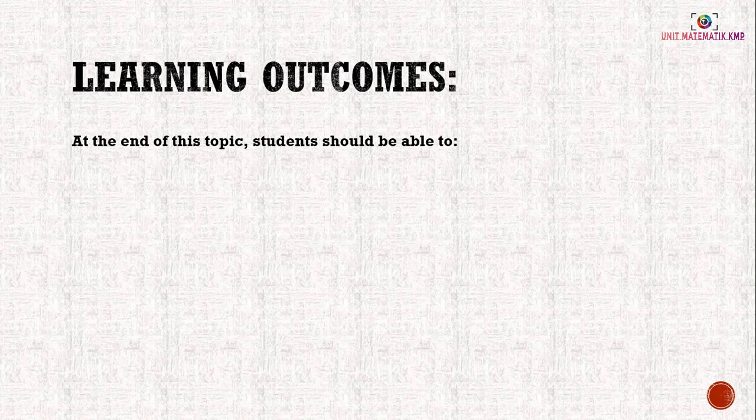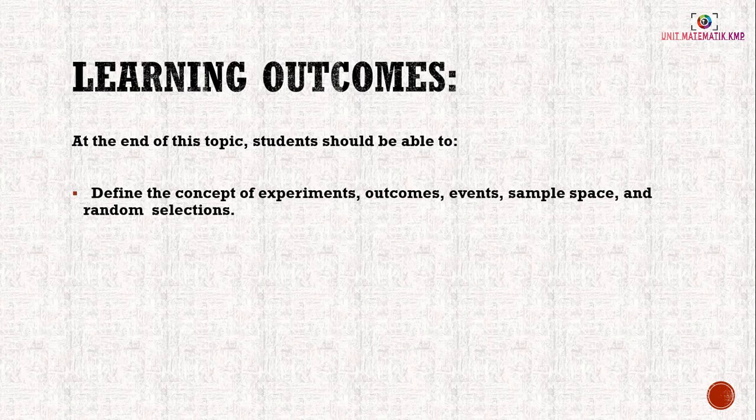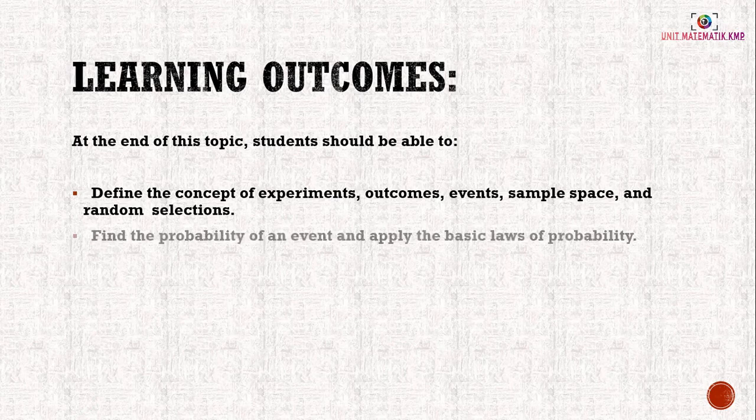So the learning outcomes for this topic is, at the end of this topic, students should be able to define the concept of experiments, outcomes, events, sample space and random selection. And you should also be able to find the probability of an event and apply the basic laws of probability.